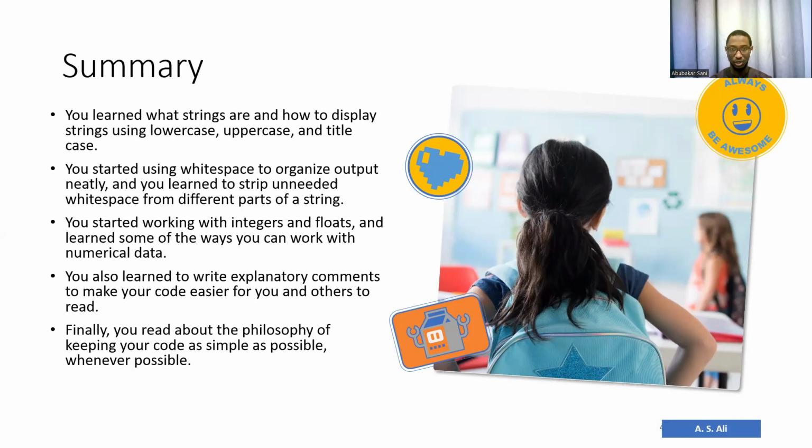We looked at strings, lowercase, uppercase, and title case, and how we can make that happen. We looked at the strip method, which allows us to remove white spaces from our string. We also looked at different number types, the integers and the floats, and how to do some basic arithmetic operations. We looked at comments and how they are used to make our code easier for us and for others when they are reading it. And finally, we looked at the PEP 8 philosophy, where we make our code look professional and clear.